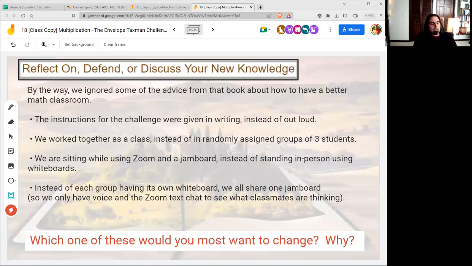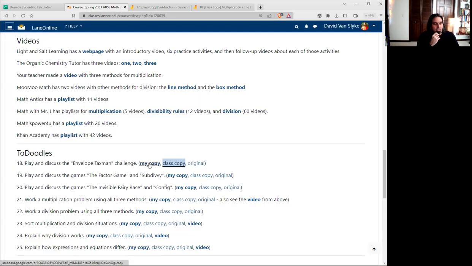Now, that book that I talked about, Building Thinking Classrooms, has a lot of advice on what to do in a math class. And we're doing a lot of the things from that book, which hopefully is why you like our math class. But we're ignoring some of the advice. For example, that book says, when you give instructions about something, the teacher should do it out loud, not in writing. But all the instructions here are always in writing, so that later, when you can look at your copy of things, you can review after class and see if it makes sense to you, which you couldn't do if there was nothing written there.